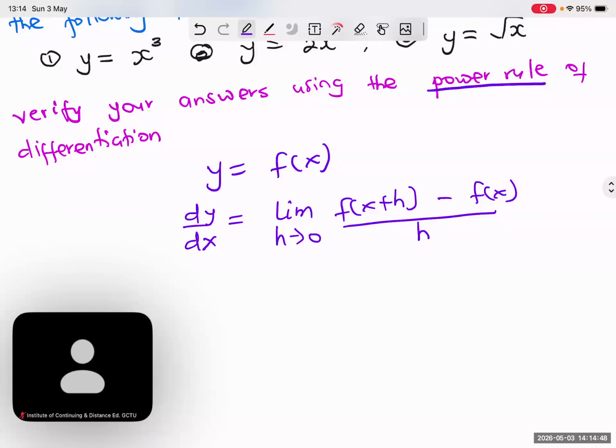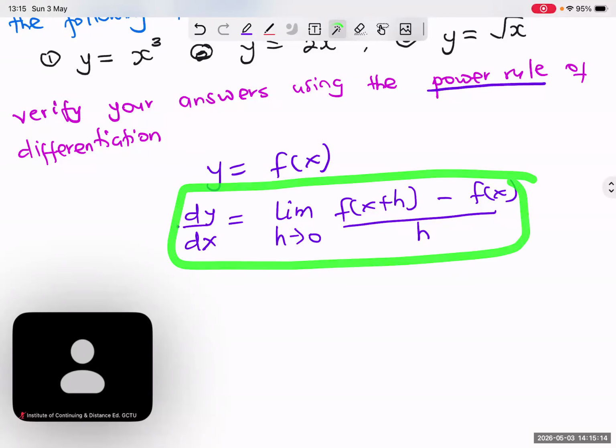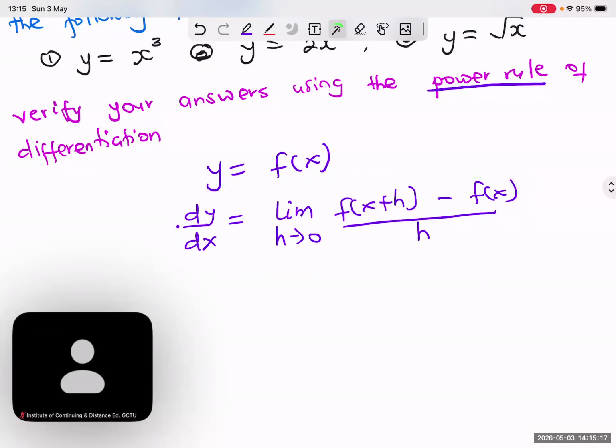We write this as change in y over change in x, a very small change in y over a very small change in x, limit as h approaches 0 of f of x plus h minus f of x all over h. This is just a formula, all right? So given the function, you put the function that has been given into this formula, and then you simplify. Using this approach is what is known as the first principle of derivative.